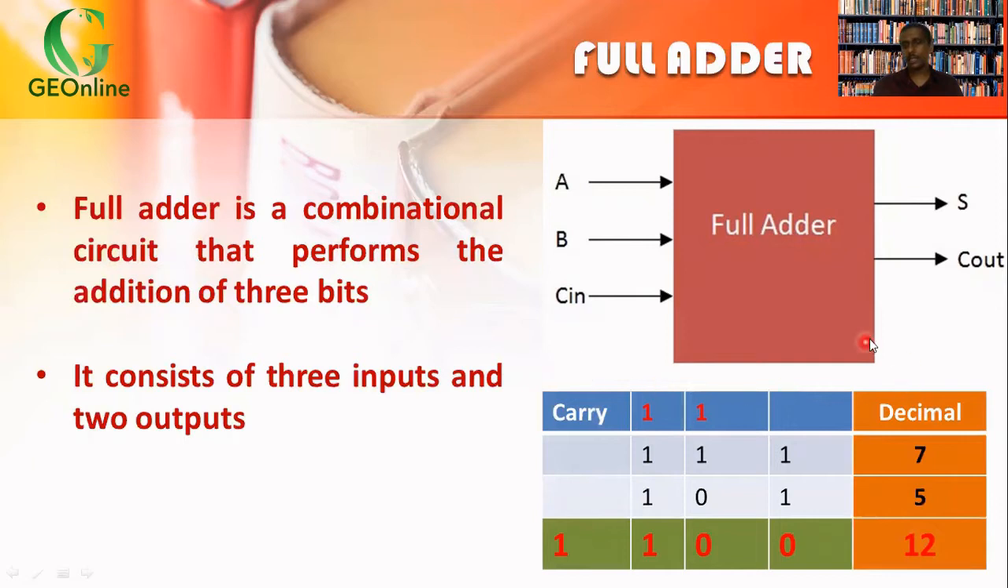Let us consider an example. We have to add 2 decimal numbers 7 and 5, and the sum is 12. If we convert these decimals to binary numbers, the binary equivalent of 7 is 111, that is 4 plus 2 plus 1, and the binary equivalent of 5 is 101, that is 4 plus 1. So when we add these 2 numbers, 1 plus 1 is 1 0, 0 is here and a carry. We can write it here, carry 1.